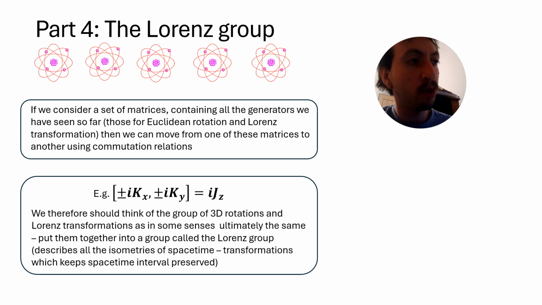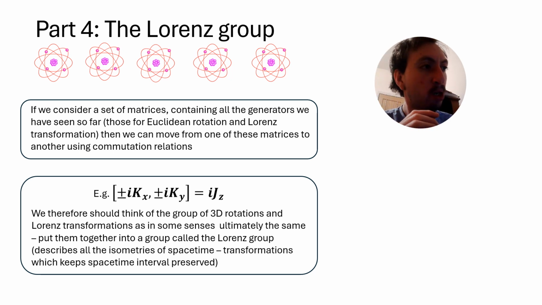And the group that contains all of our Euclidean rotation matrices, so that's 3 independent matrices, one for rotating about the x-axis, one for rotating about the y-axis, and one for rotating about the z-axis. And we've also got in that group our Lorenz transformations, and again, we have 3 independent ones of those, so we have 6 independent matrices within this group. This group is called the Lorenz group.